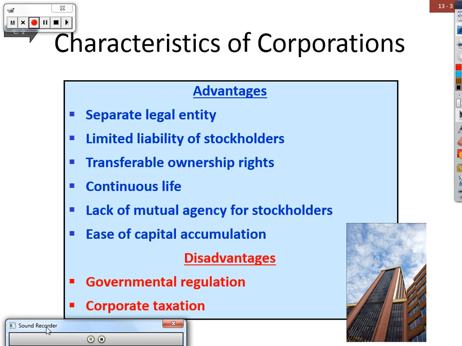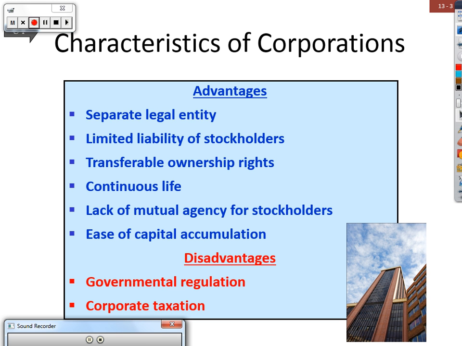advantages and disadvantages. First advantage, separate legal entity. In other words, it's separate from the person who actually owns it, right? So that means that legally, if anything is tied to that corporation, it's the responsibility of that corporation to answer any kind of legal action. It is not the responsibility of the owner personally to answer anything.